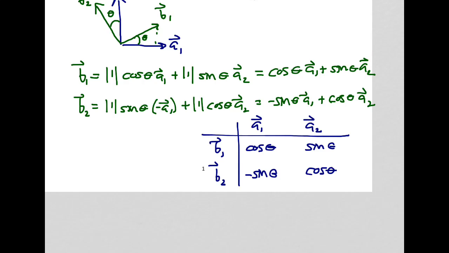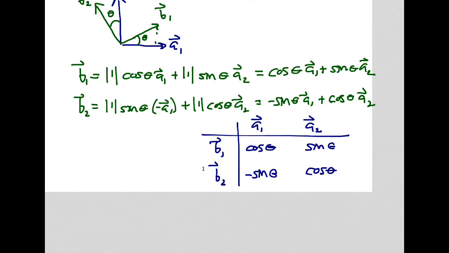So if we put this in words, we're saying that the B1 vector can be represented as cosine theta A1 plus sine theta A2. And that's what we see right here. The B2 vector can be represented as negative sine theta multiplied times the A1 basis vector plus the cosine theta multiplied times the A2 basis vector. Likewise, we can reverse this and say that the A1 vector can be represented as cosine theta B1 minus sine theta B2, and the A2 vector is equal to sine theta B1 plus cosine theta B2.